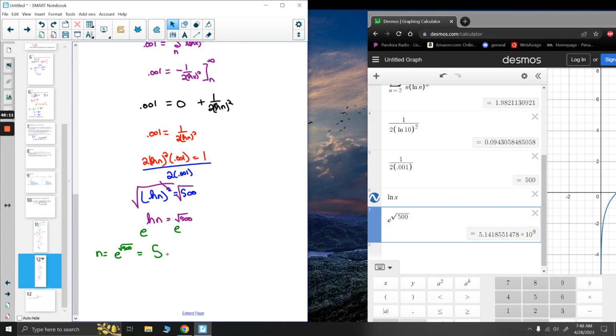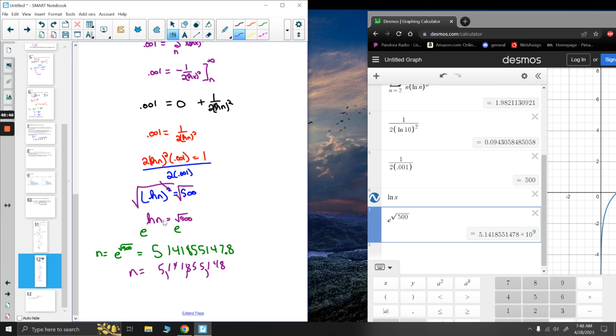The number is 51418551478. So 1, 2, 3, 4, 5, 6, 7, 8, 9. That was our 9. So this is what this number n needs to be, and really, that means that we need to round this up regardless, because we need the error less than 0.001. So this needs to be a 48 here, 1558, 1415. So pretty freaking big. n needs to be 5 billion.